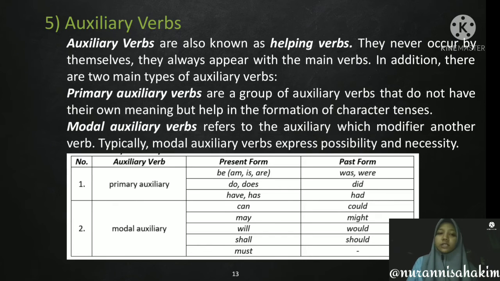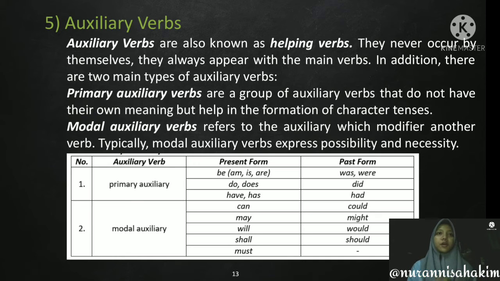And the last of the function words is auxiliary verbs. Auxiliary verbs are also known as helping words. They never occur by themselves. They always appear with the main verbs. In addition, there are 2 main types of auxiliary verbs. The first is primary auxiliary verbs.